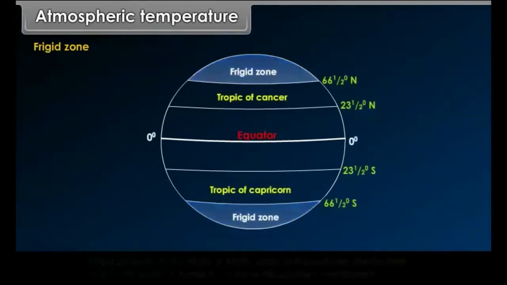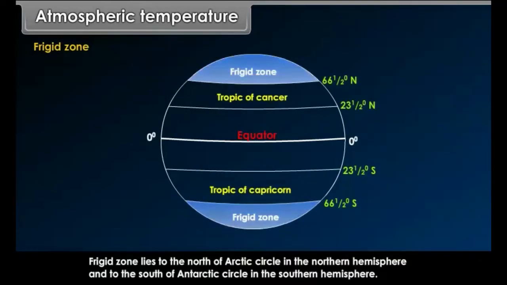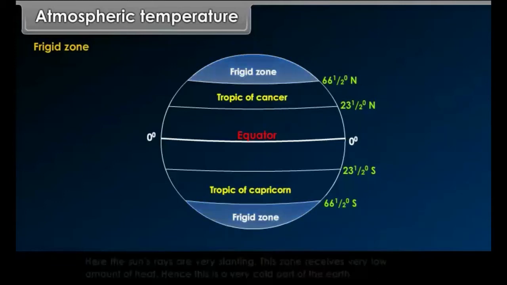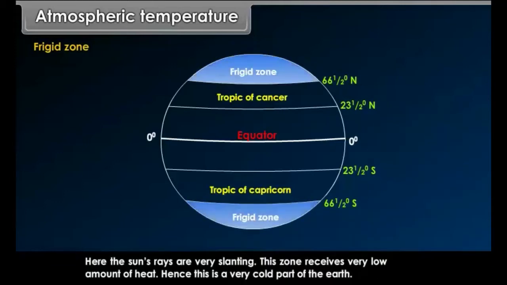Frigid Zone. Frigid Zone lies to the north of Arctic Circle in the Northern Hemisphere and to the south of Antarctic Circle in the Southern Hemisphere. Here, the sun's rays are very slanting. This zone receives a very low amount of heat. Hence, this is a very cold part of the Earth.